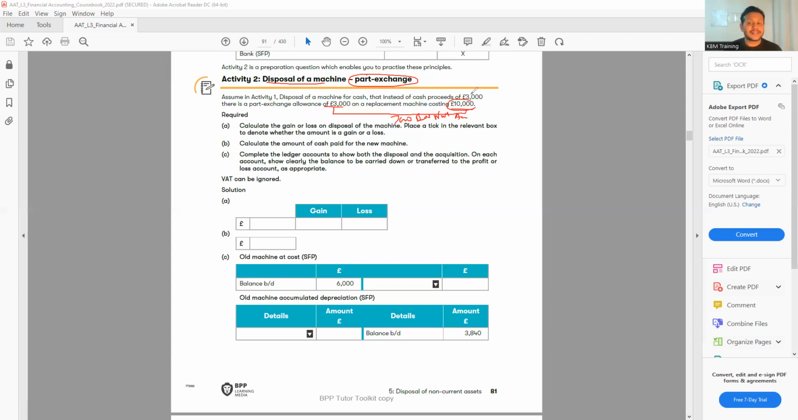I'm not going to pay 10,000 because 3,000 will be exchanged because of my old machine. So I'll pay 7,000 for that. And that time the supplier will not give me any cash because I'm not selling, I'm changing the asset. So let's try to do that. The gain or loss remains the same. Remember that. Even if we don't receive any cash, the proceeds will still be 3,000.